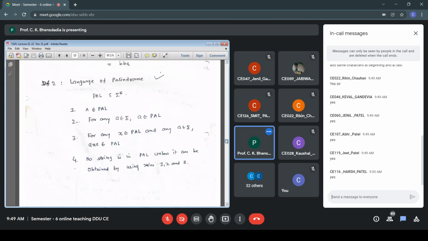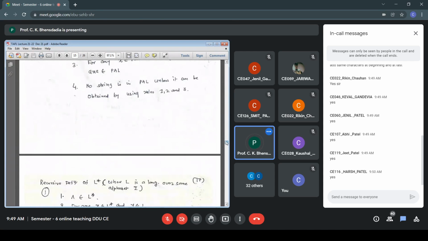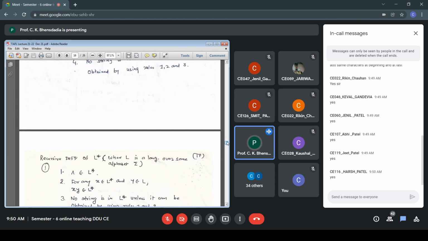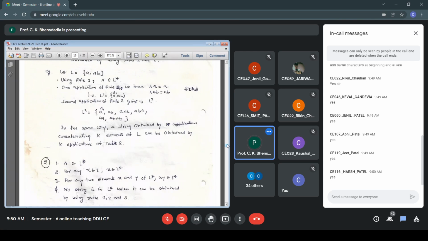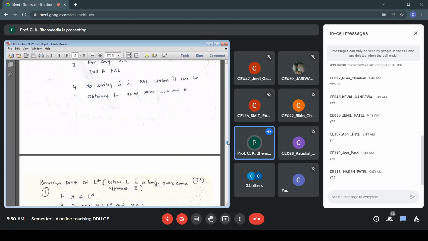So let us formally define the language L star. Recursive definition of L star. L is a language over sigma, alphabet sigma, and I want to generate strings in L star. We need to define the set L star. So my rule number 1 is, it is clear, the smallest element that is in L star, let us go to version 1 only. The smallest element in L star is the null string.